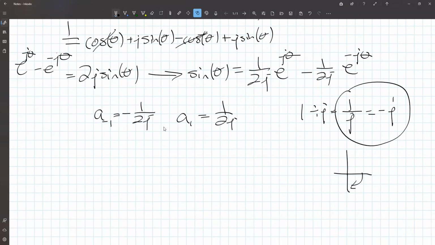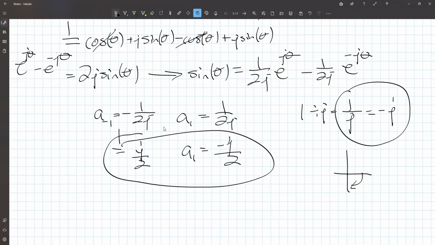But so we could rewrite each one of these as this would be J over 2, and A1 would be equal to negative J over 2. But what we have are complex conjugates of each other. So any complex number has a conjugate, and a conjugate just means it has the same real part and the opposite imaginary part.